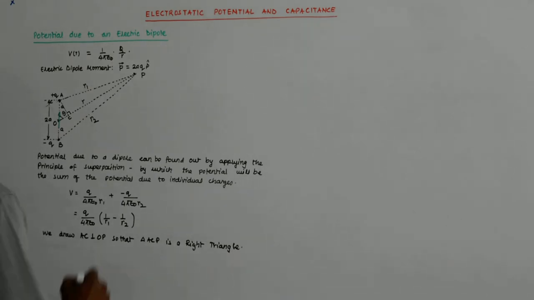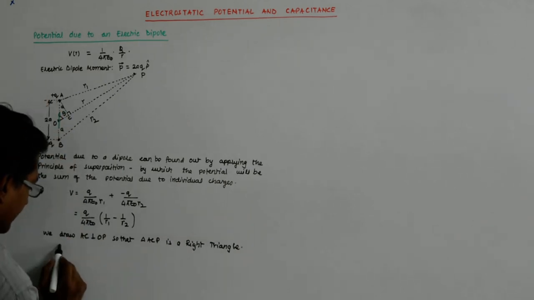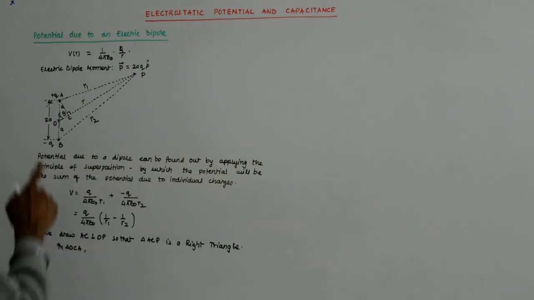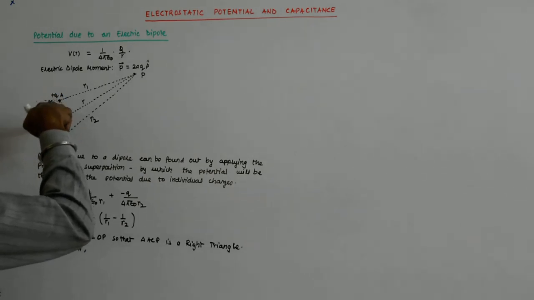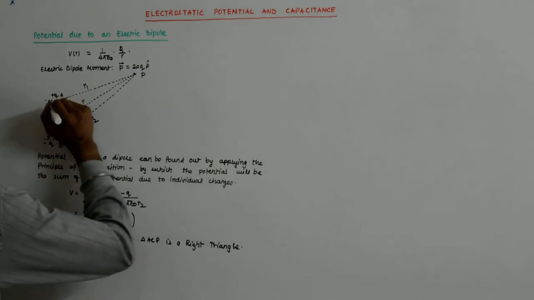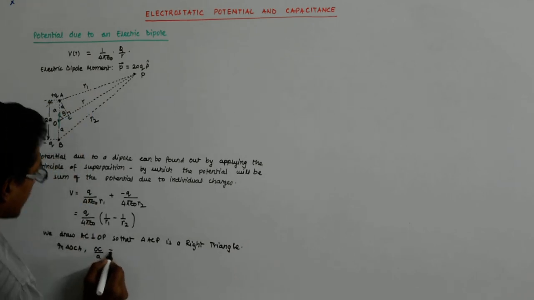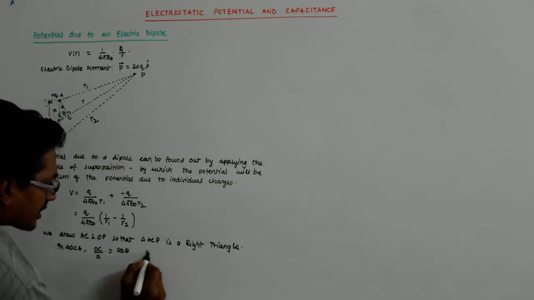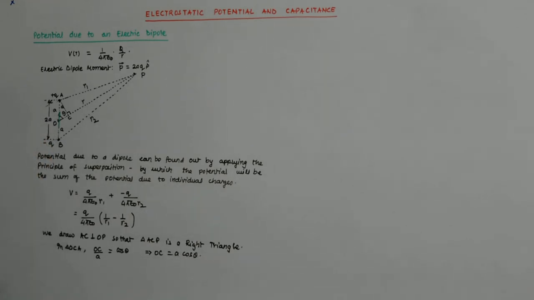Now what happens in this right triangle? What is the distance OC? Can you tell? In triangle OCA, which is a right triangle, what happens? This base OC upon OA, okay, OC upon OA, which is A. OC upon A is equal to cos theta. Is it not? It implies that OC is equal to A cos theta. We get that? OC is equal to A cos theta.